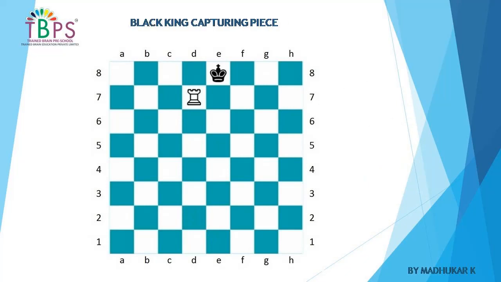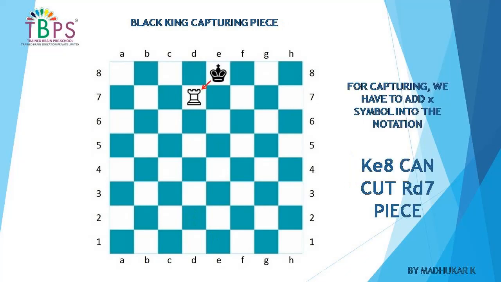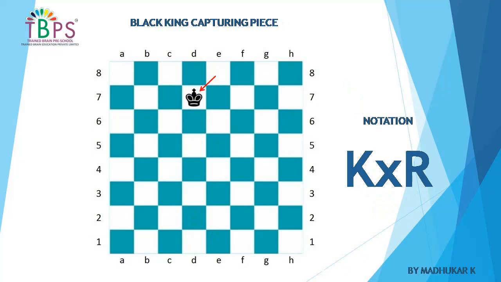Now we will see another example where the black king is placed in e8 and a white rook is placed in d7. Here the king can capture the rook which is next to it. Here there is no protection for the rook, so you can easily capture the rook. So K e8 can capture the R d7 piece. For capturing we have to add the x symbol to the notation. So the notation would be Kxr or Kxd7.